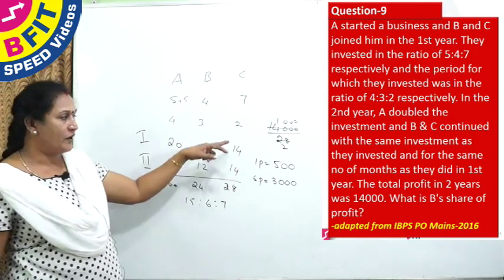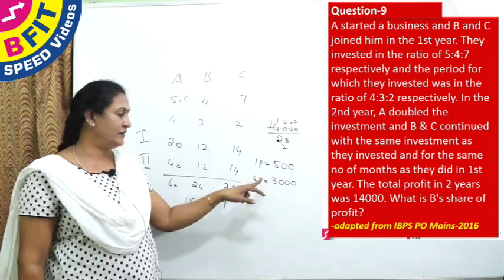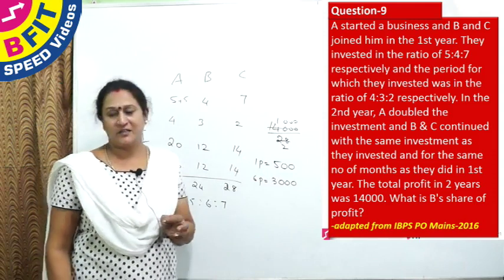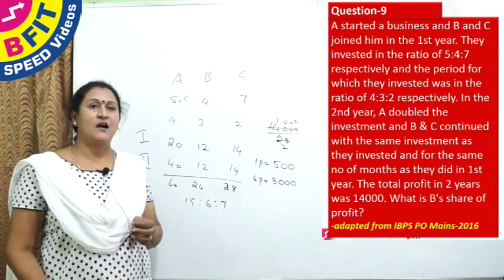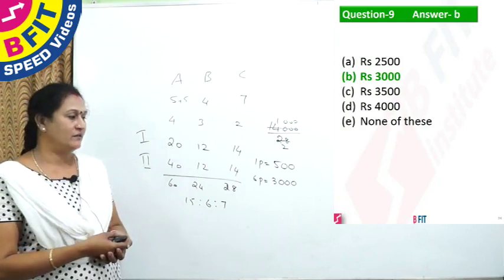So the total profit is divided into 28 parts. We'll get one part value 500 and 6 parts, which is B's share, is needed. So 3,000 is B's share. And now the answer is option B. B's share is rupees 3,000.